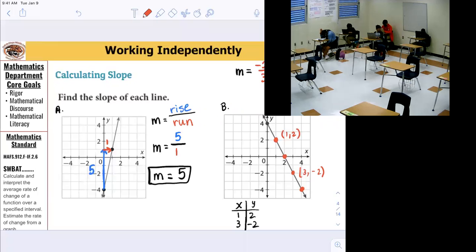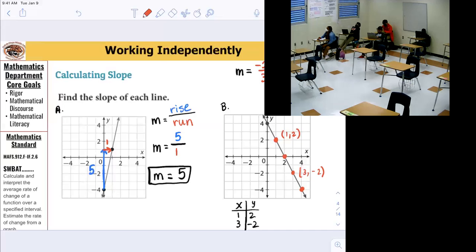All right, what's negative 2 minus 2? 4. Careful, it's negative 4. And then 3 minus 1 is 2. So what's negative 4 divided by 2? Negative 2, exactly. And that's what you get for B. So for A, the slope was positive 5. For B, the slope was negative 2.